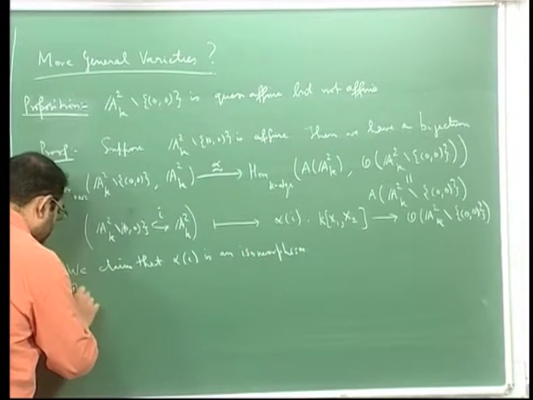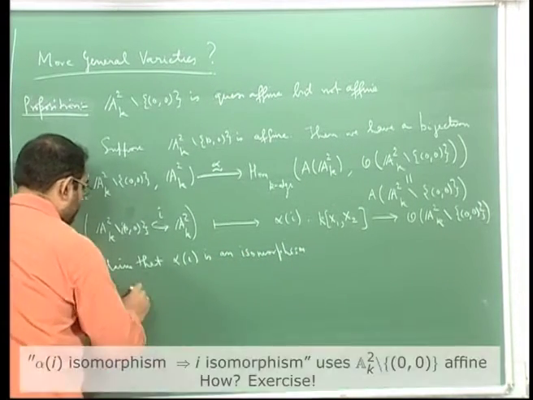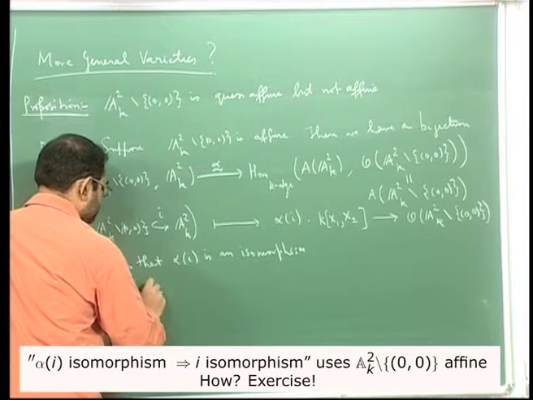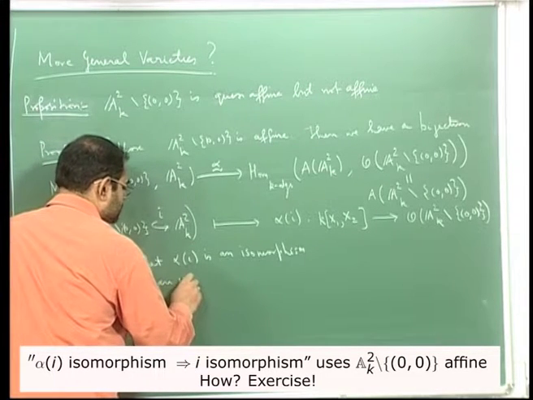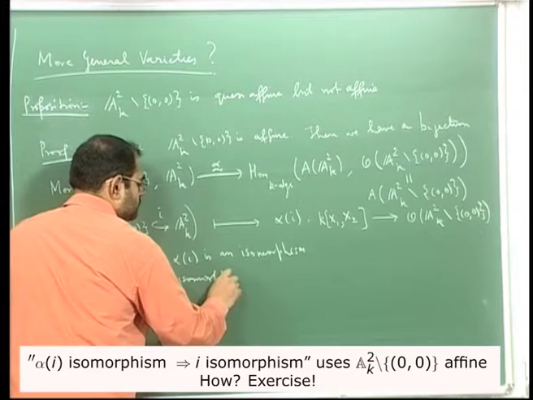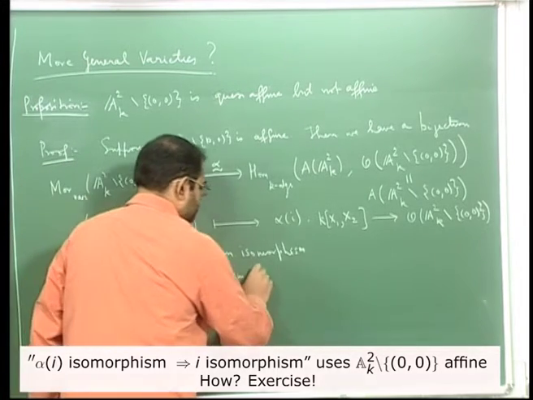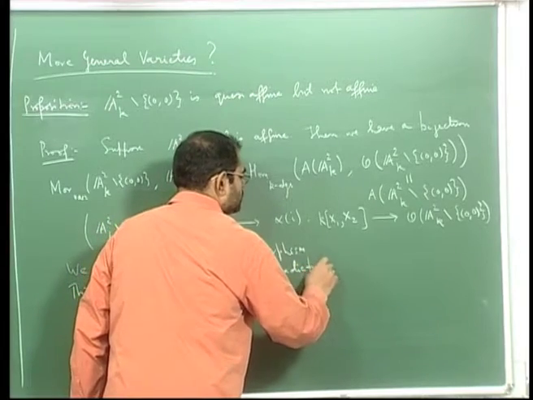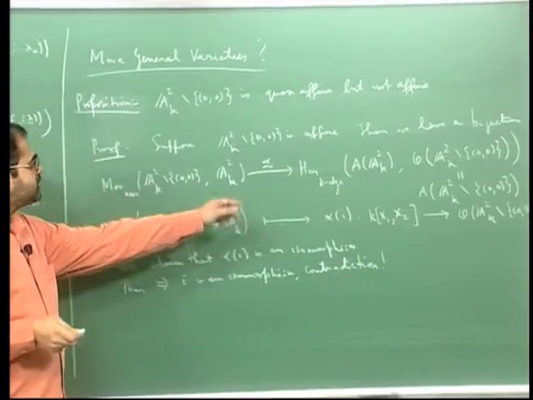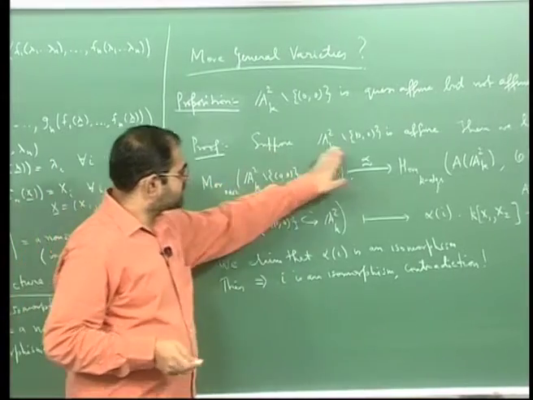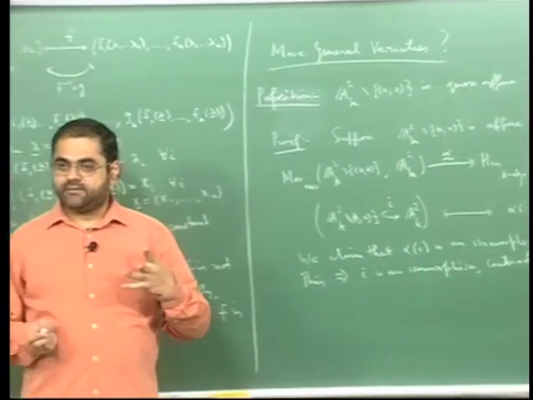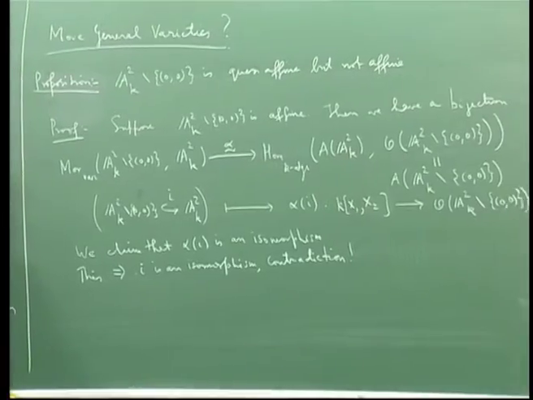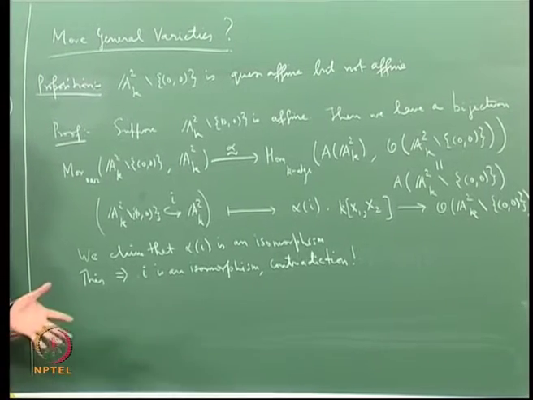This would imply that I is an isomorphism, and that is a contradiction. So this contradiction will prove that our original supposition, that the punctured plane is affine, is wrong. Okay, so this proof proceeds by contradiction, right.